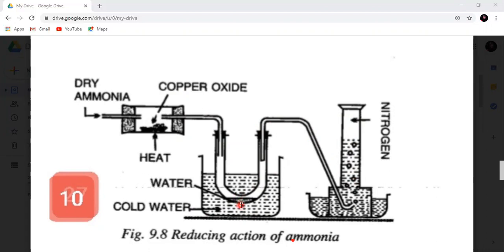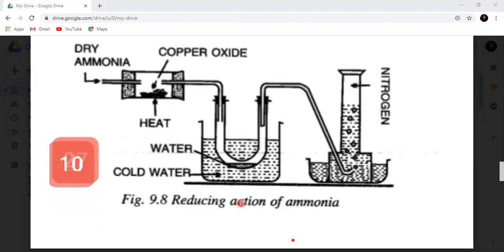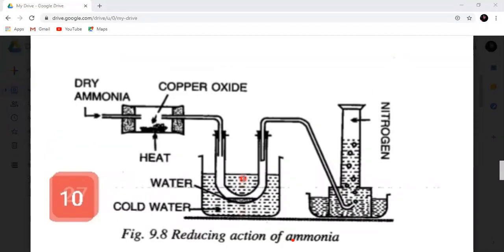This water can be tested by adding anhydrous copper sulfate. Anhydrous copper sulfate is white in color, and it will turn blue. This shows what? That water vapors are present in the experiment. Here the main observation is the formation of copper. The copper formed from the copper oxide is reddish brown in color.